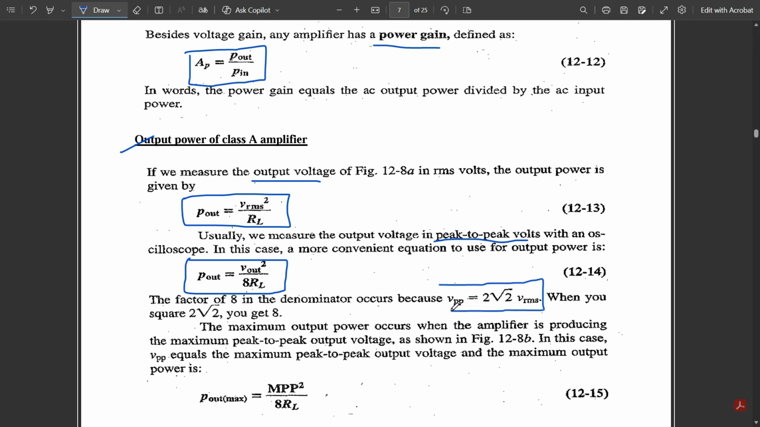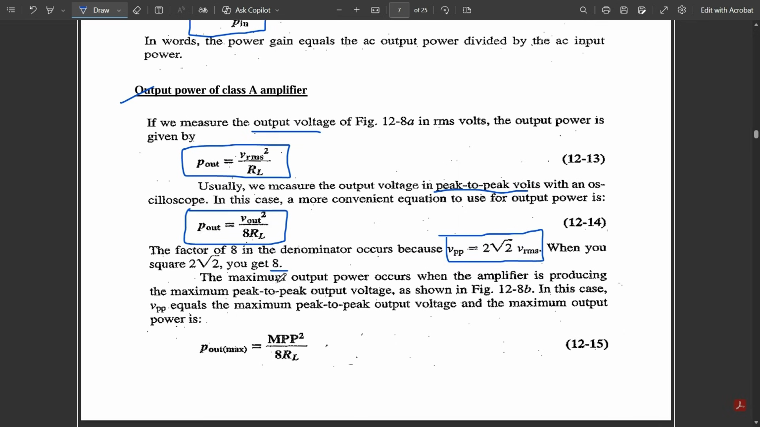So 2 root 2 VRMS is the total peak to peak voltage obtained for a class A amplifier. When you square this, the whole square of 2 root 2 gives 8. So that's why you would write it as 1 by 8 times V out square by RL, which is equal to V out square divided by 8 RL.